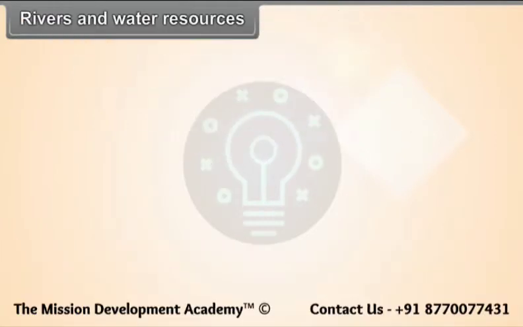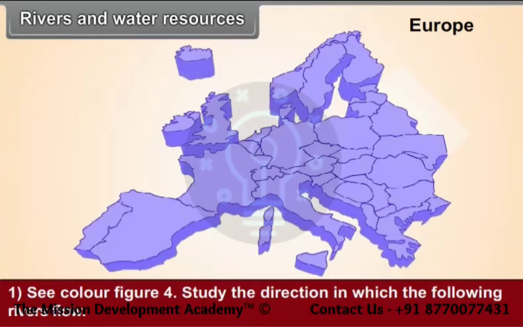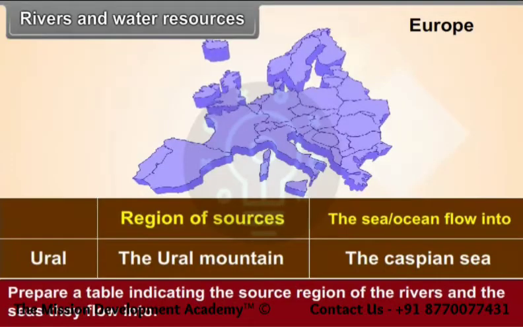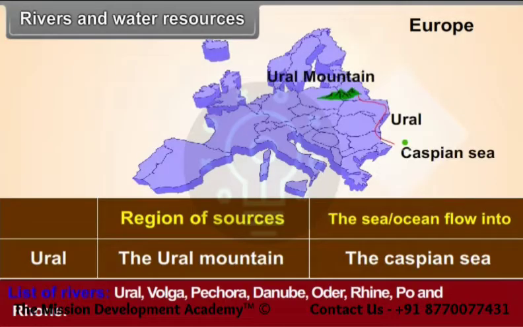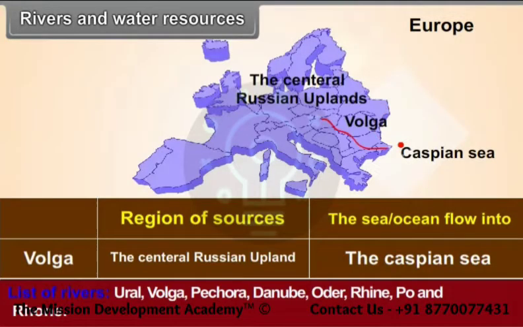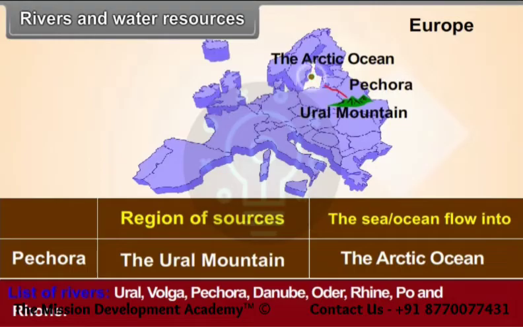Rivers and water resources. See color figure 4. Study the direction in which the following rivers flow. Prepare a table indicating the source region of the rivers and the seas they flow into. List of rivers: Ural, Volga, Pekora, Danube, Oder, Rhine, Po and Rhone.